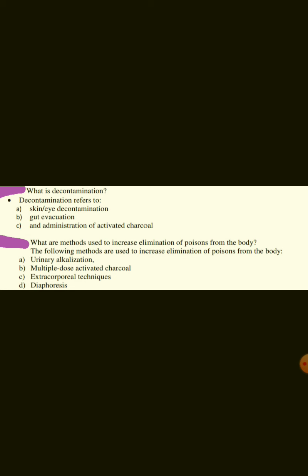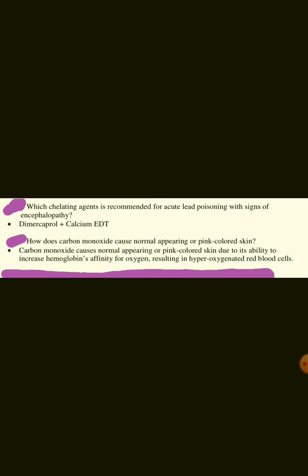Question. What are methods used to increase elimination of poisons from the body? The following methods are used to increase elimination of poisons from the body, that is urinary alkalization, multiple dose activated charcoal, extracorporeal techniques, and diaphoresis.